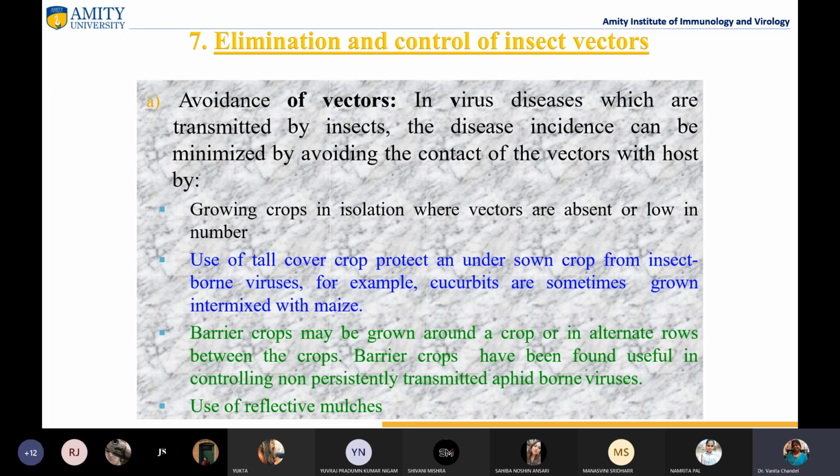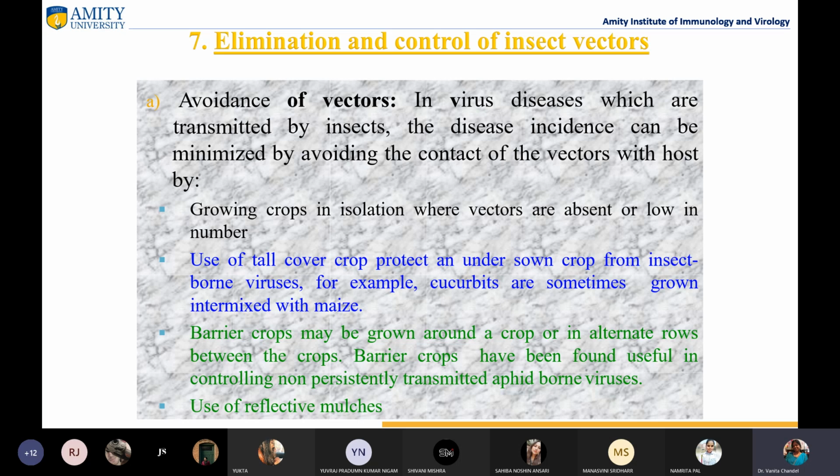Avoidance of vectors in virus diseases which are transmitted by insects: incidence can be minimized by avoiding the contact of the vectors with the host, by growing the crop in isolation where vectors are absent or low in number, or by using a tall cover crop to protect the undersown crop from insect-borne viruses. For example, cucurbits are sometimes grown intermixed with maize.